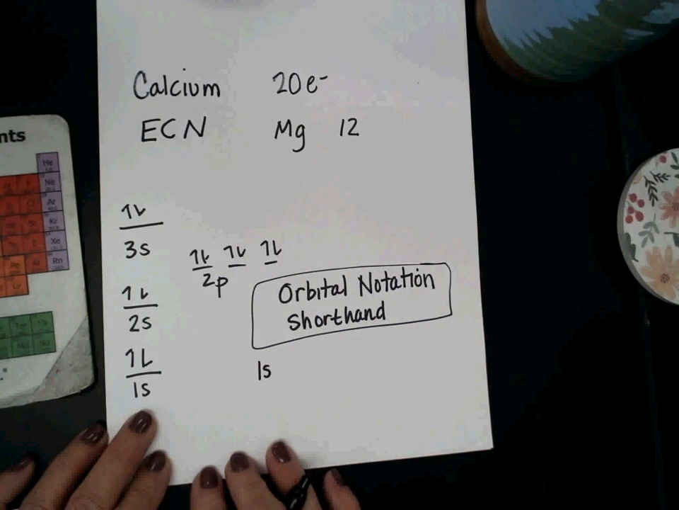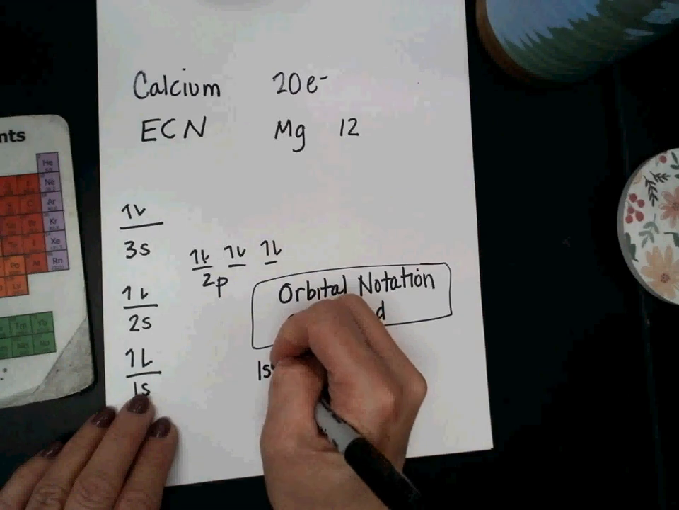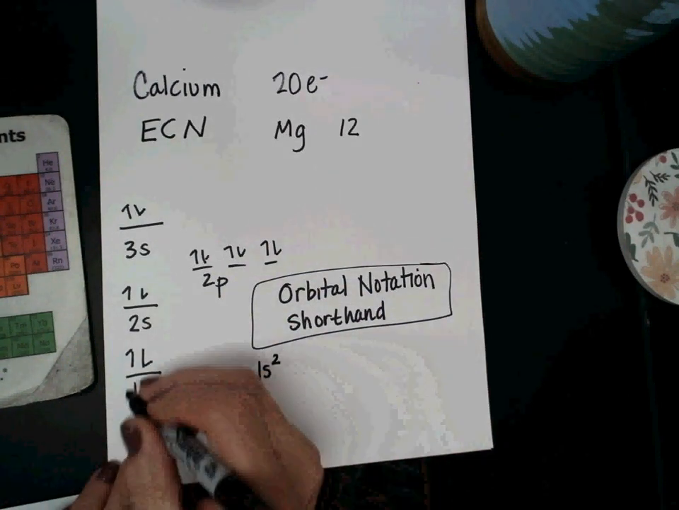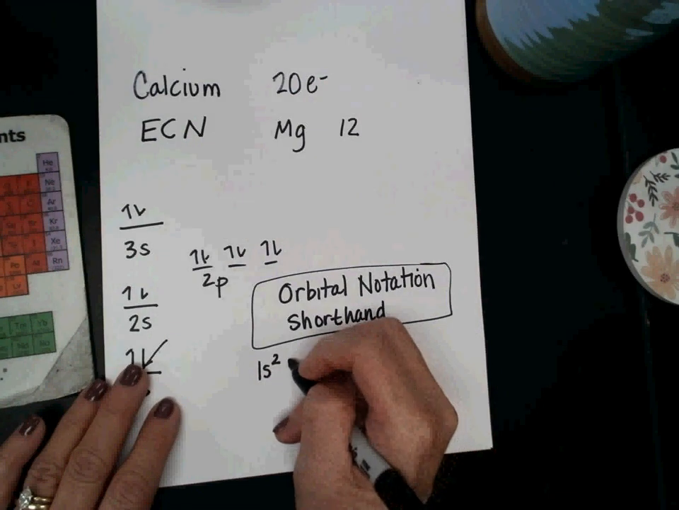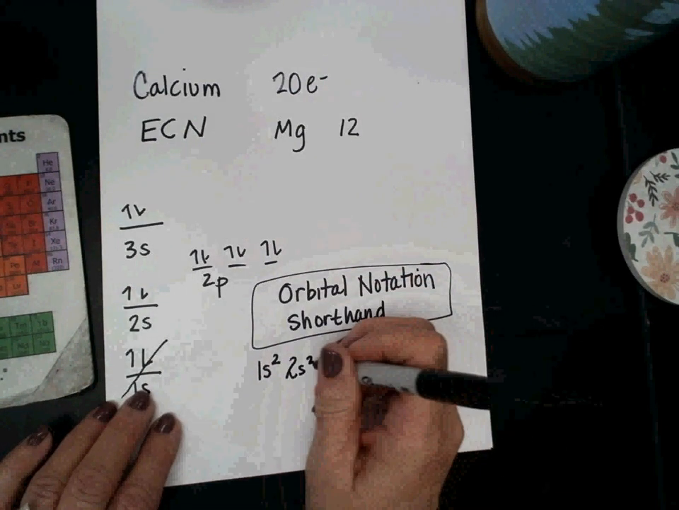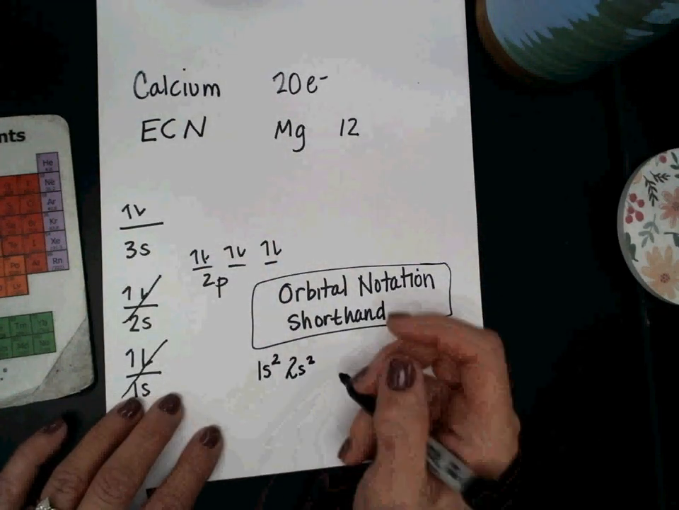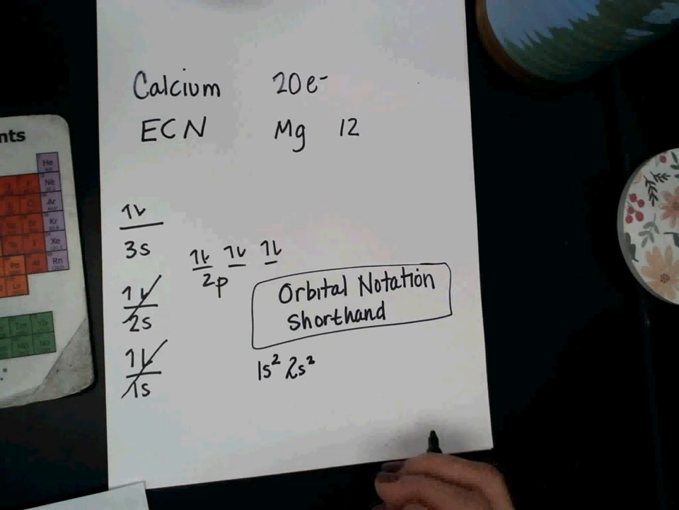I'm going to write 1. Then I'm going to write my orbital, which is s. And then my electrons become a superscript. So I write 1s, it looks like squared, but I would say it 1s2. And then I'm going to put a line through that so I know I've used it. I'm going to go to 2s2. Put a line through it because I used it.